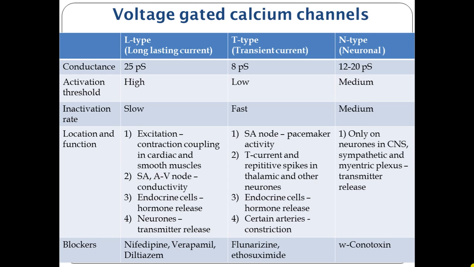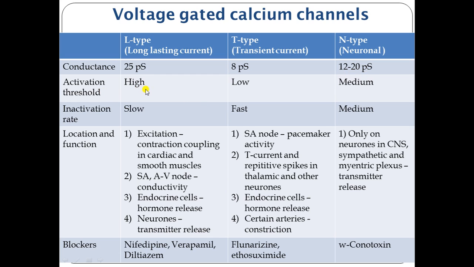And third type of channels are called leaky channels, where a small quantity of calcium is released throughout, of which voltage gated calcium channels are one of the most important drug targets on which different drugs act. Voltage gated calcium channels are of three varieties: L type, T type and N type. L type also stands for long lasting current variety, T stands for transient current and N stands for neuronal type. If we see the conduction, L type of voltage gated calcium channels has 25 pS of conduction, T type has 5 pS and N type has 12 to 20 pS.